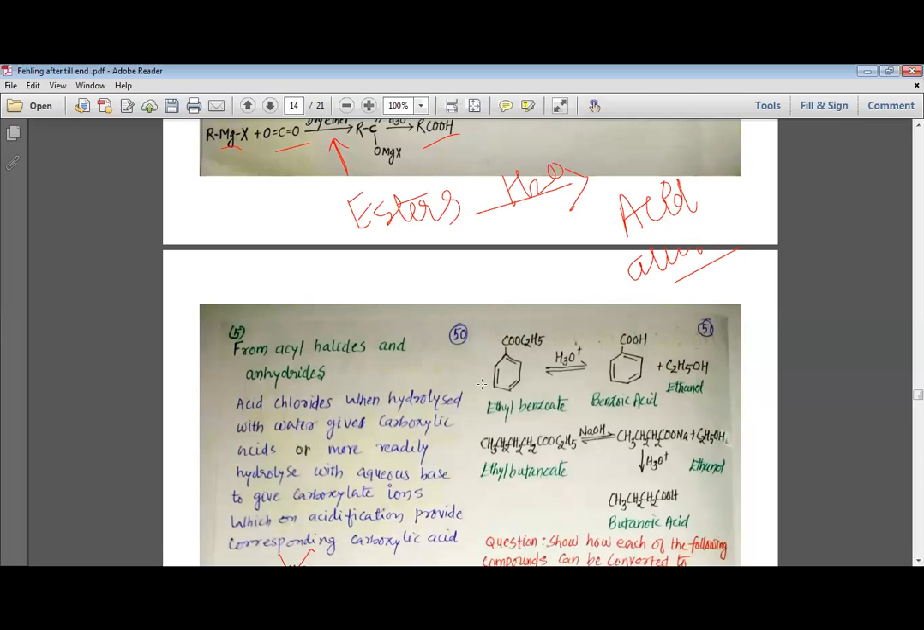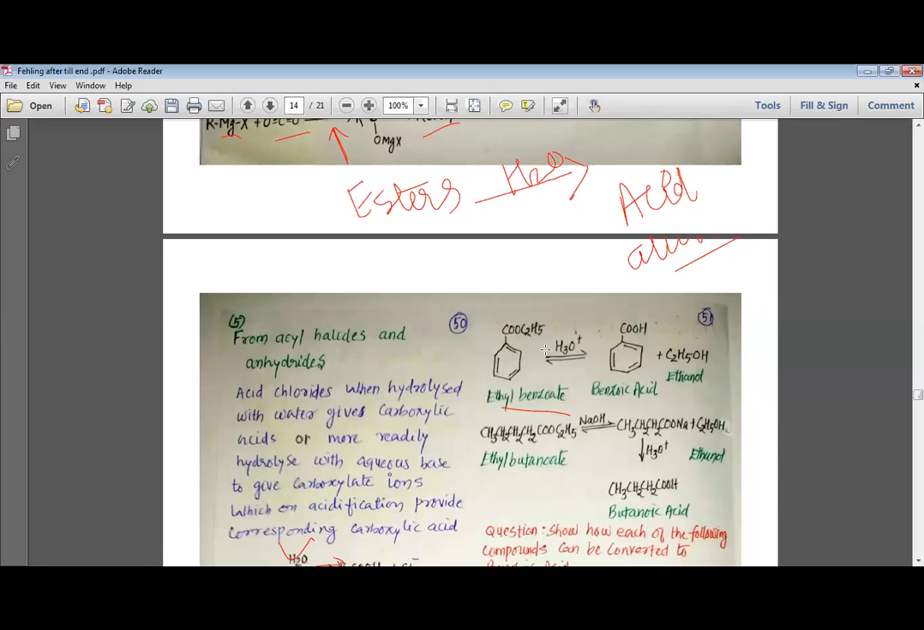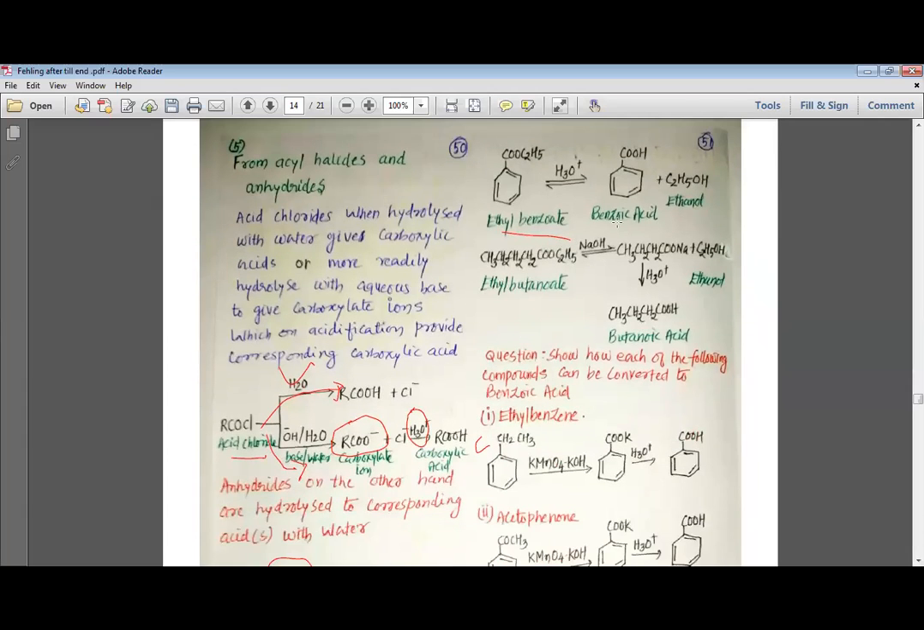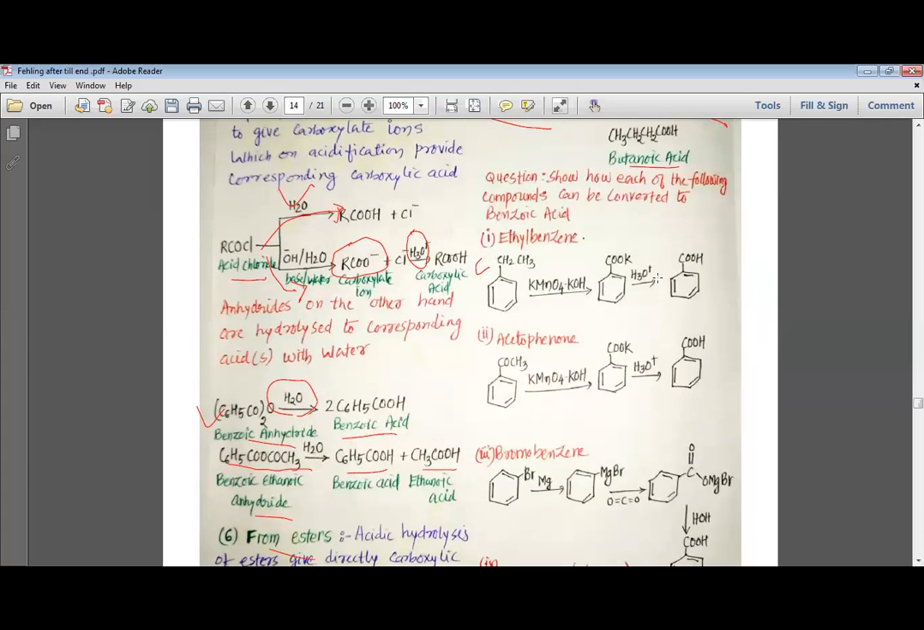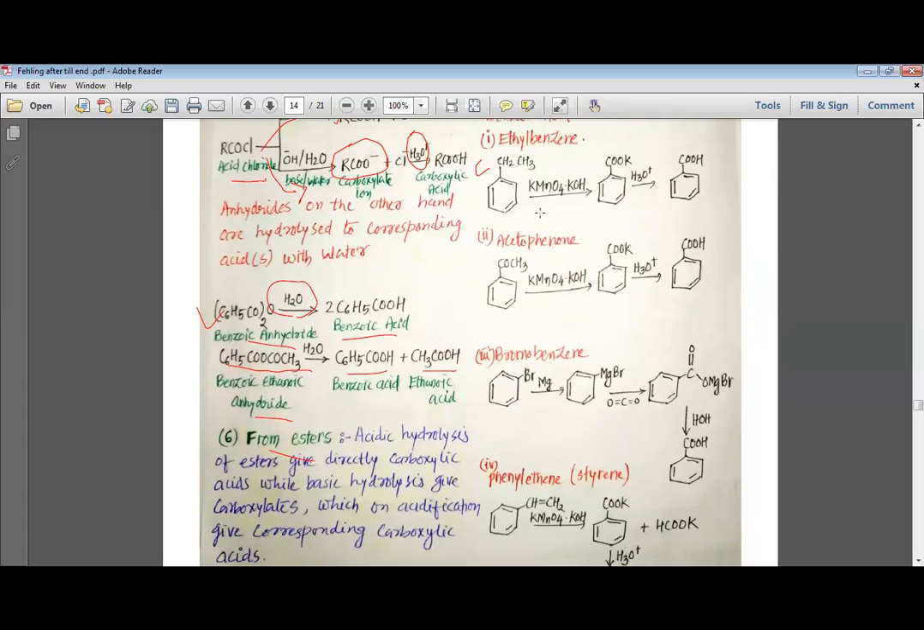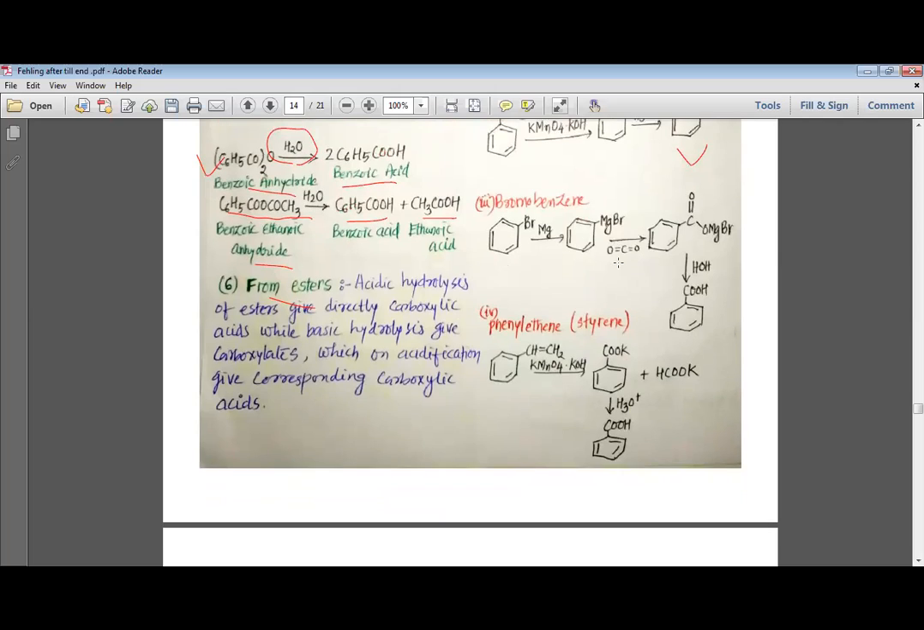So let's look at this. We have ethyl benzoate, my dear students. This ethyl benzoate gives us the benzoic acid and ethanol. If we have ethyl butanoate, that will give us butanol and butanoic acid and ethanol. We have even studied converting ethyl benzene to benzoic acid by oxidation with KMnO4. We have even converted acetophenone to benzoic acid by oxidation with KMnO4.